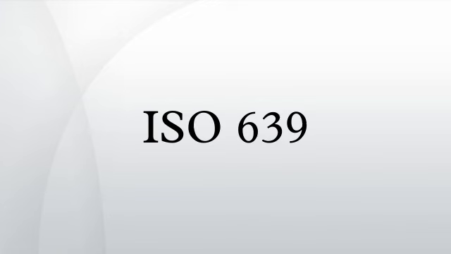ISO 639 is a set of standards by the International Organization for Standardization that is concerned with representation of names for language and language groups. It was also the name of the original standard, approved in 1967 and withdrawn in 2002. The ISO 639 set consists of 6 parts.